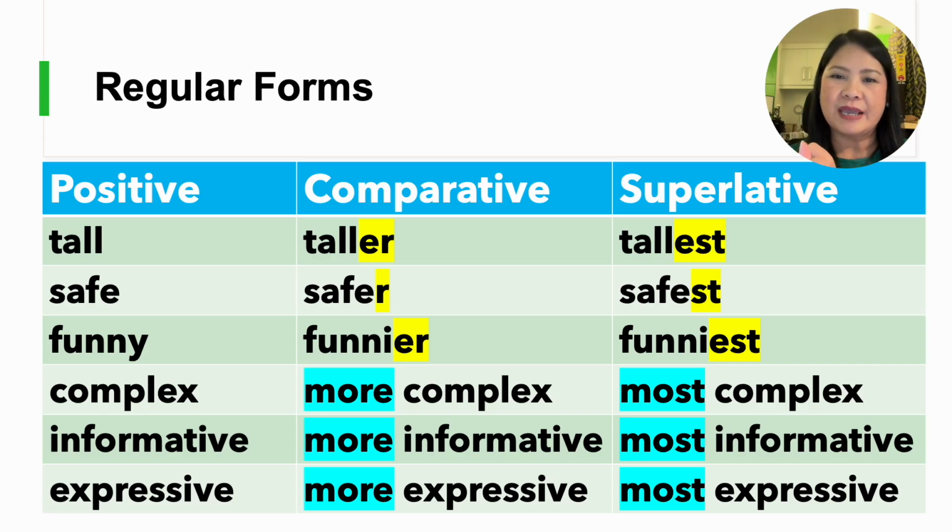Expressive. So three syllables, more expressive, most expressive. So the number of the syllables can actually guide us as to which form we are going to use, whether the -er form or the more form. So they are automatic combinations, as I have mentioned a while ago.